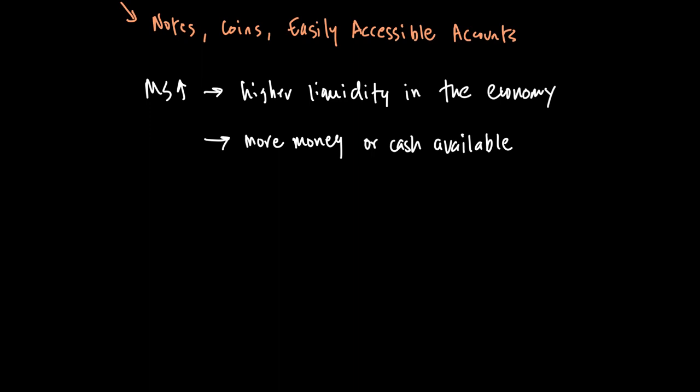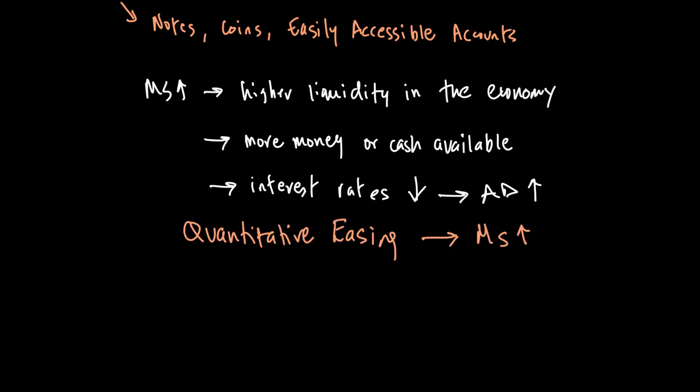And this higher cash available means that your interest rates will go down, because people no longer want to borrow as they were borrowing before. And also that means that when the interest rates are going down and when the money is available for people to spend, then the economy will find the spending or AD going up. The rise in money supply is also called quantitative easing in an economy, because we are easing the money supply in an economy.